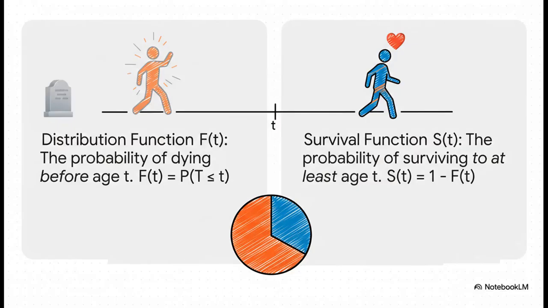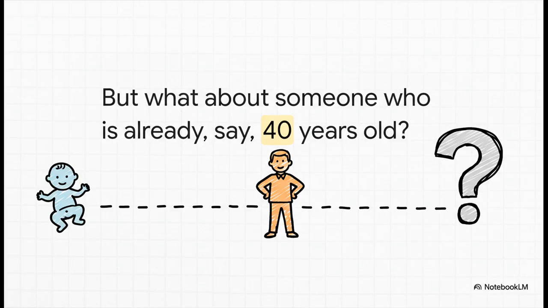Now, to describe this T variable, we use two key functions that are basically just mirror images of each other. You've got the distribution function, which is the probability of dying before a certain age, and then you have the survival function, which is the probability of surviving at least to that age. See, they're really just two sides of the same coin. If there's, say, a 10% chance of not making it to age t, then it stands to reason there's a 90% chance you will.